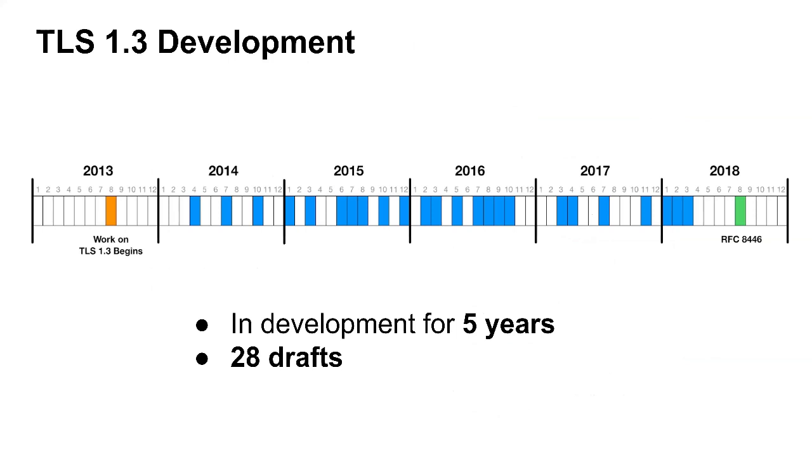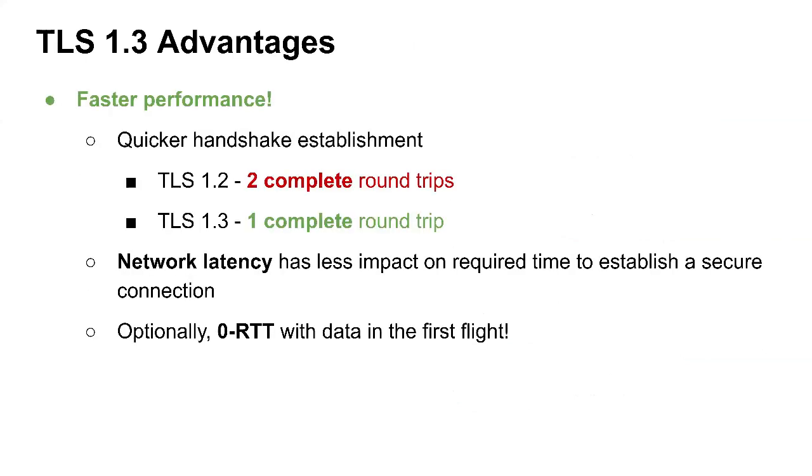TLS 1.3 was pretty exciting to track the progress of. It spanned 5 years and went through 28 drafts before it was finally awarded the final RFC version. And when we look at TLS 1.3, we actually have a separate slide deck, which will go into more detail on it in specifics, but in general, it's faster in performance for you as a user.